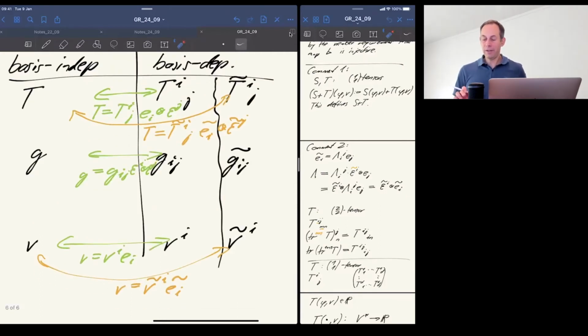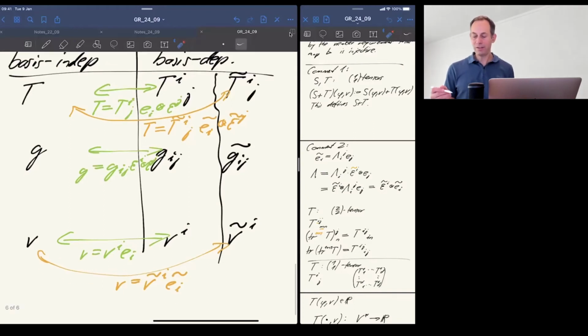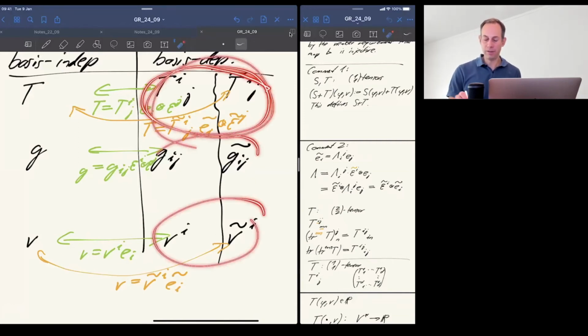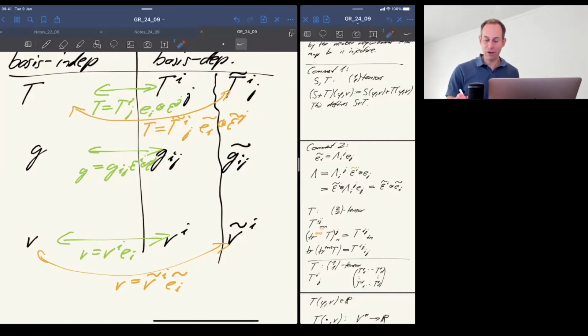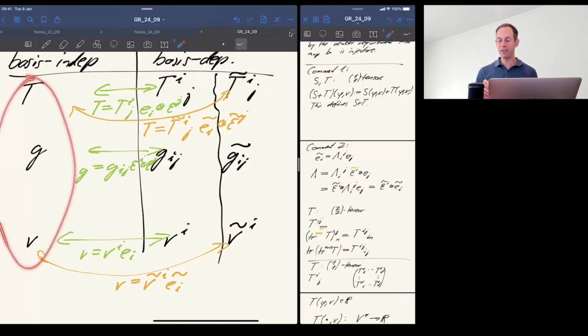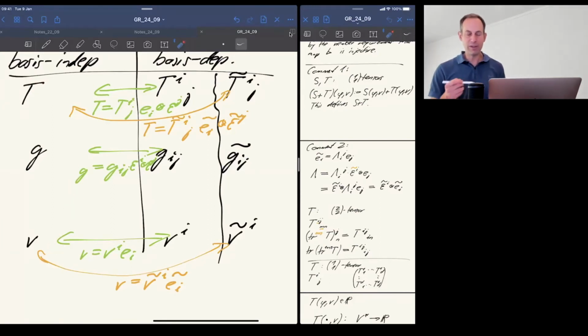Now, what you should notice first when you're talking about basis transformations is that a change of basis is only relevant here on the right-hand side. If there's a basis transformation, there's nothing to do on the other side. In other words, the tensor T or the tensor G or the vector V don't change under basis transformations. It's only the coefficients.